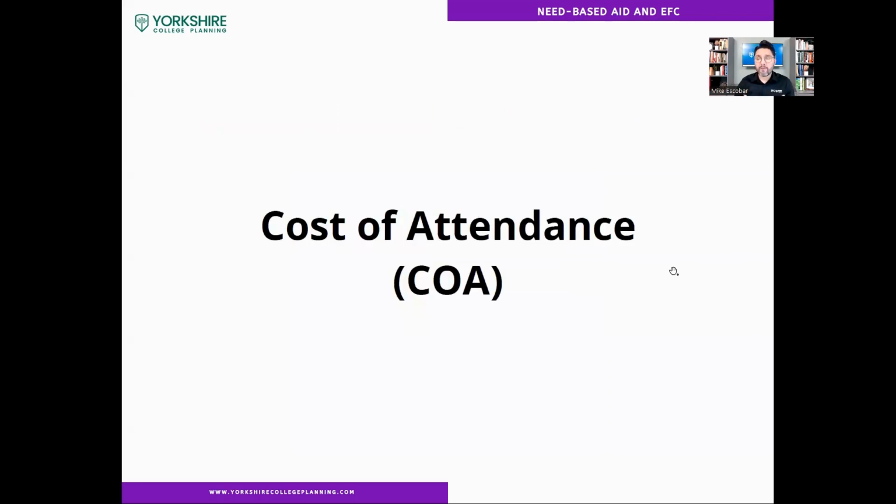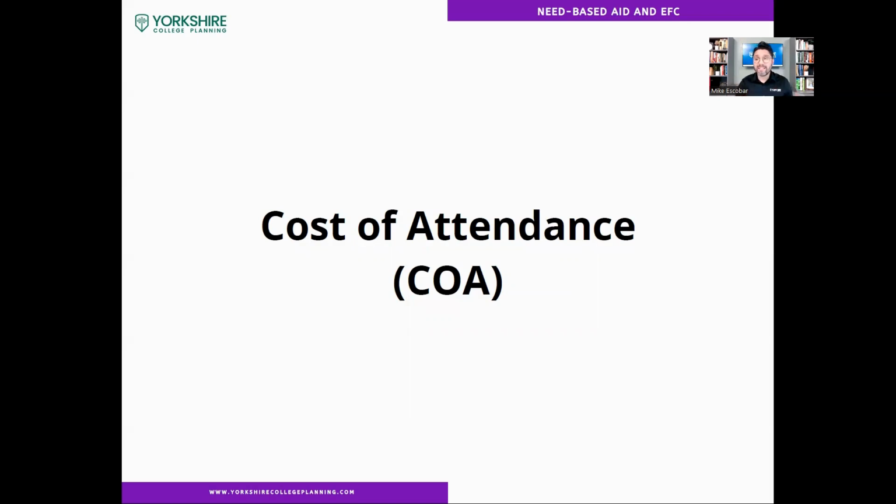But to really have a handle on what need-based aid is, we have to get our bearings on a couple of the key definitions here. And the first key definition is cost of attendance. What in the world is cost of attendance? What does that include? What does that not include? Well, I'm glad you asked.